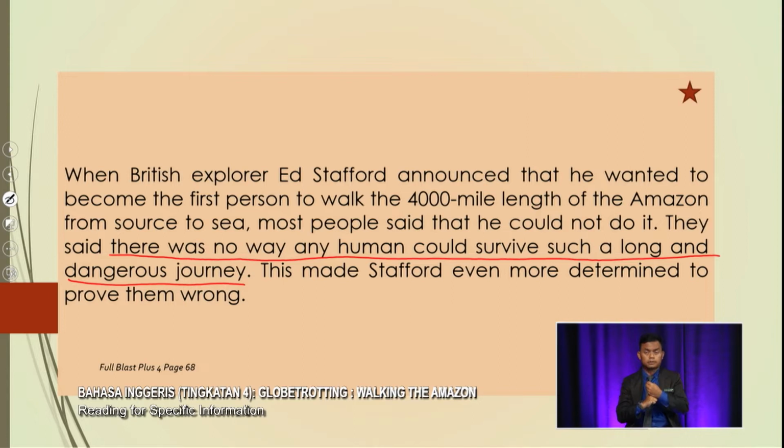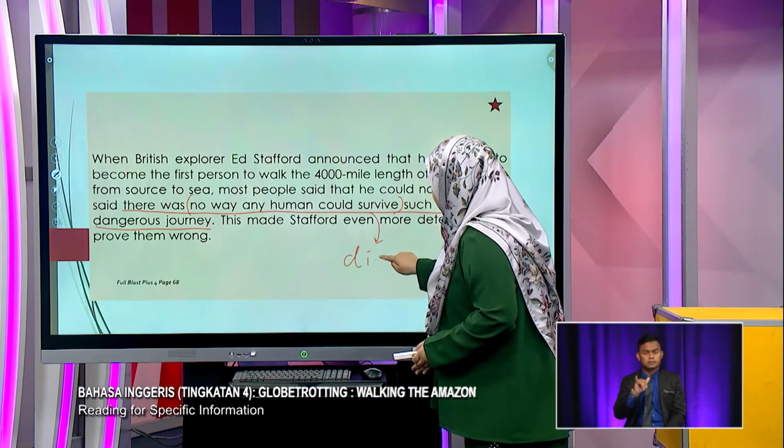Yes, correct. And synonyms, remember for the tips, there's the synonyms. "No way any human could survive," meaning they would die. So that's what I meant when we look at the tip for you to identify the synonyms. So this one is equivalent to "die." Right.